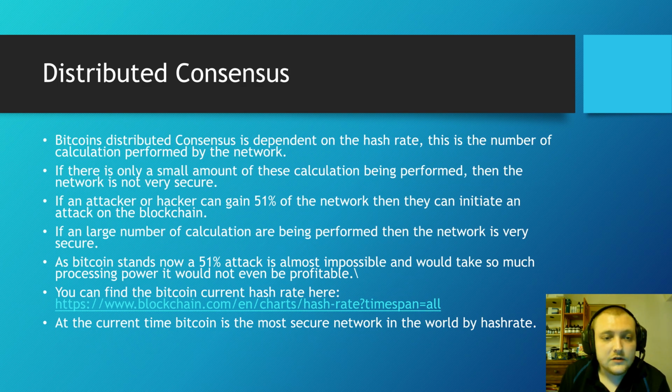So a little bit more about distributed consensus. Bitcoin's distributed consensus is dependent on the hash rate. This is the number of calculations performed by the network. If there is only a small amount of these calculations being performed, then the network is not very secure. If an attacker or hacker can gain 51% of the network, then they can initiate an attack on the blockchain. If a large number of calculations are being performed, then the network is very secure. As Bitcoin stands now, a 51% attack is almost impossible and would take so much processing power it would not even be profitable. You can find the current Bitcoin hash rate at this link here. At the current time, Bitcoin is the most secure network in the world by hash rate.